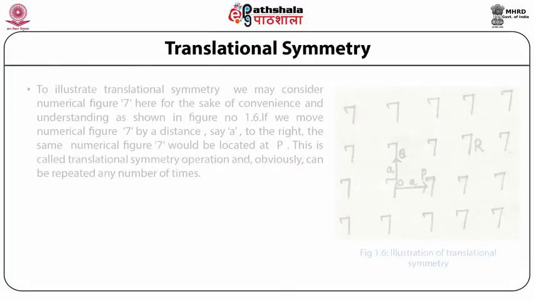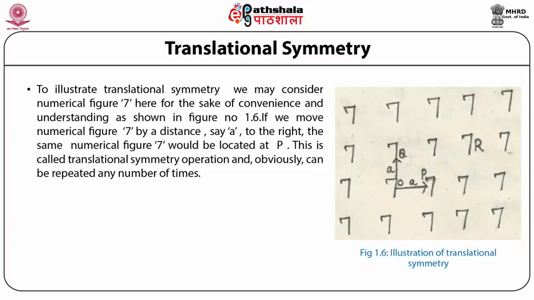Translational symmetry. To illustrate translational symmetry, we may consider numerical figure 7 here for the sake of convenience and understanding, as shown in figure number 1.6. If we move numerical figure 7 by a distance, say A, to the right, the same numerical figure 7 would be located at point P. This is called translational symmetry operation and obviously can be repeated any number of times.